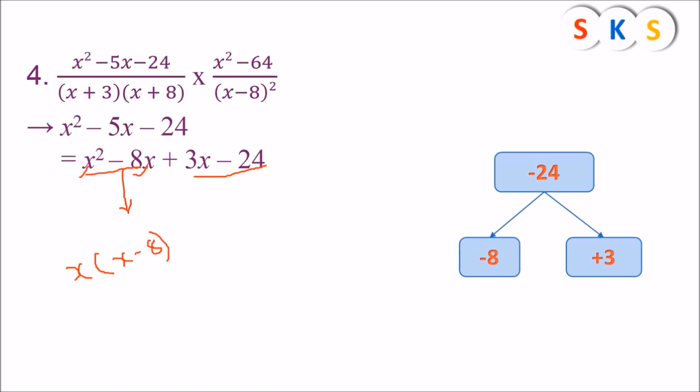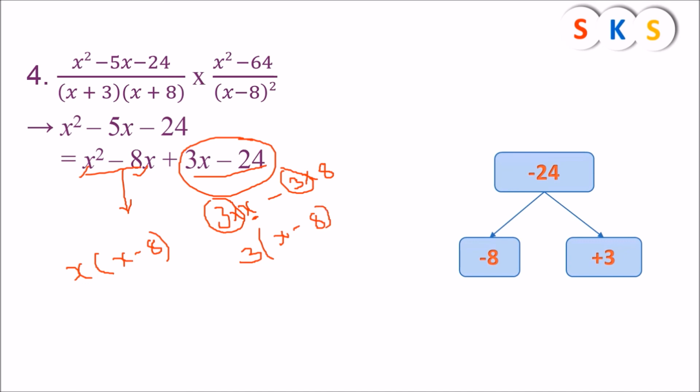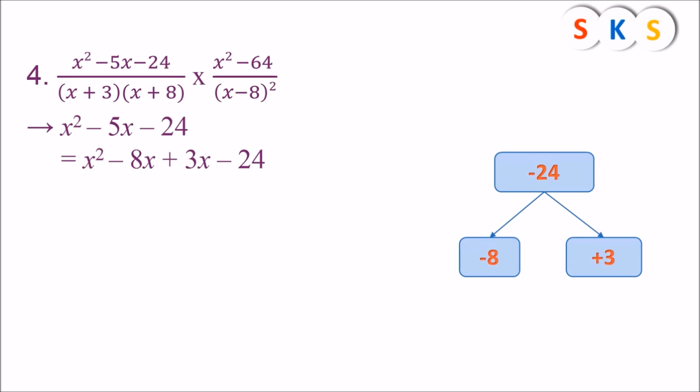Now here we have 3x minus 24. What is common in these two terms? 3 is common. I can write 3x as 3 into x, and 24 I can write as 3 into 8, since 3 eights are 24. So the common factor is 3, which we will write outside. In the bracket we write the uncommon factors, that is x minus 8. In this way we are going to solve it further. Let's see what we will get over here.